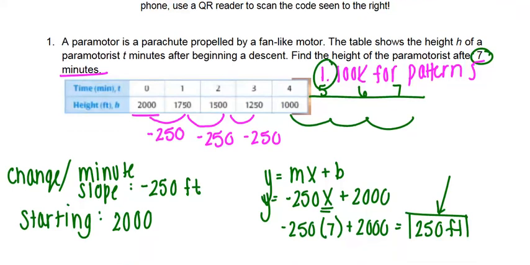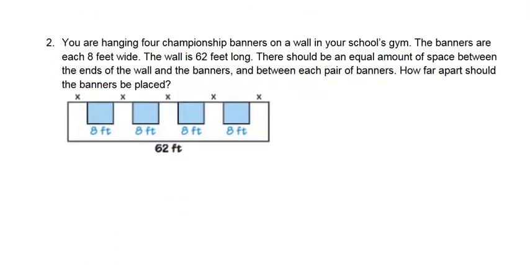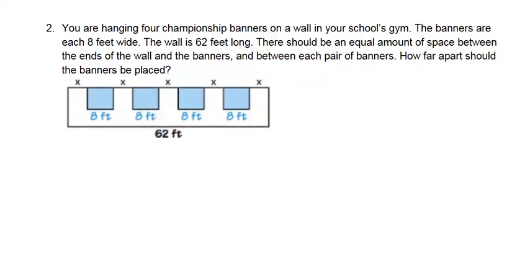Okay, let's take a look at example 2. Example 2 gives us a picture. So anytime we're given an image, we want to make sure that we use it to the best of our ability. Number 2 says, you are hanging 4 championship banners on a wall in your school's gym. As I'm reading this, I'm also going to make sure that I'm underlining any important information. The banners are each 8 feet wide. The wall is 62 feet long. There should be an equal amount of space between the ends of the wall and the banners and between each pair of banners. How far apart should the banners be placed?